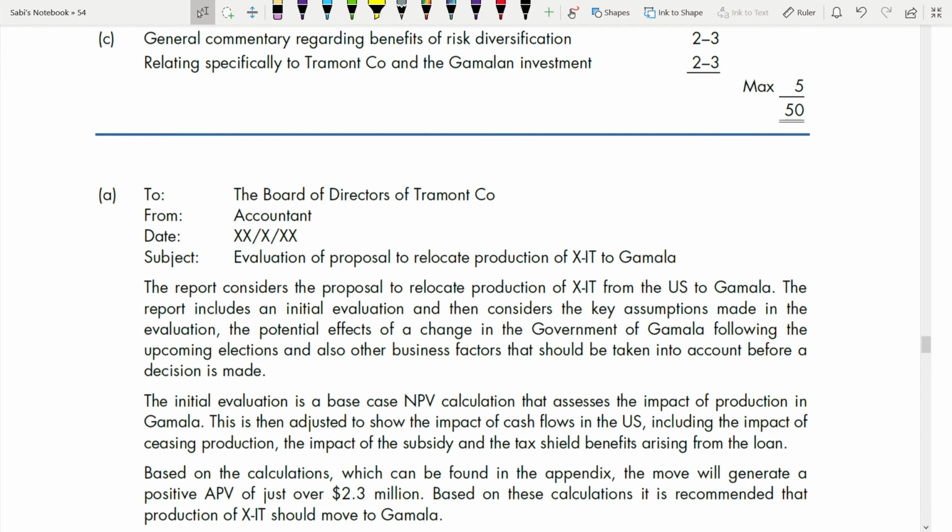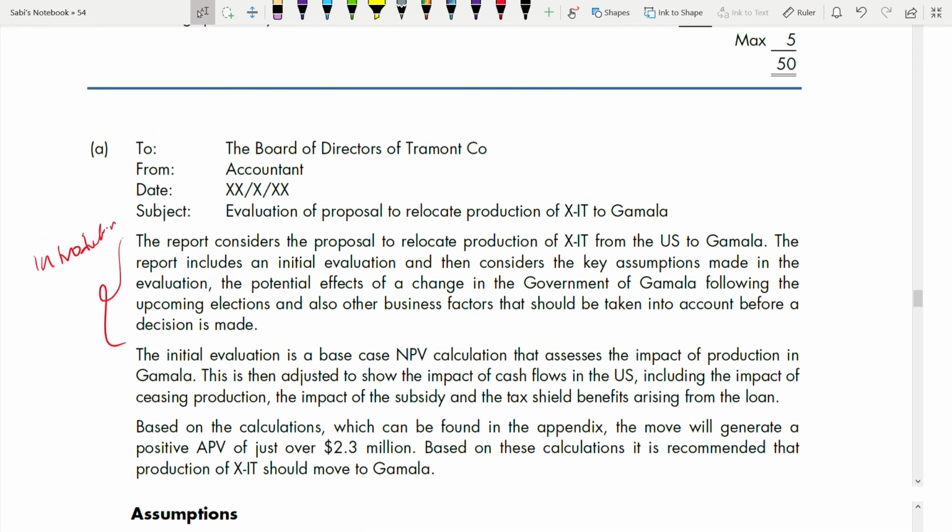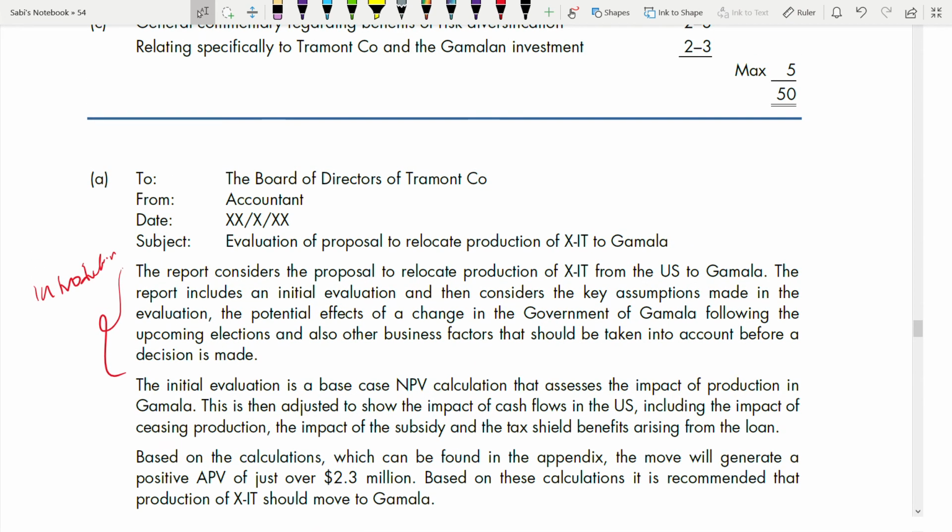Now coming to the first part, hold this part. This is your introduction. The rest all starts after this. So what is it? This report considers the proposal to relocate. What is the report about? Whether you have to relocate to Gamala or stay in US. So relocate production of XIT. Mention the name of the product if they give you a specific product. To relocate the production of XIT from US to Gamala.